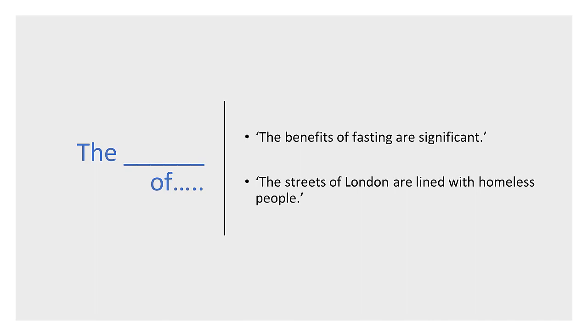So the benefits of fasting are significant. The streets of London are lined with homeless people. All right, so if you get the blank of something, it's more likely to be the definite article. Again, very specific. We're talking about specific things, definite, that's more likely to happen there. So you probably are seeing a pattern here. When things are more definite, when things are more specific, you're more likely to use the. When things are more general, unspecific, more likely to use the indefinite article.